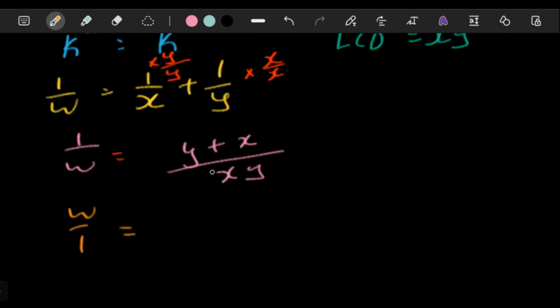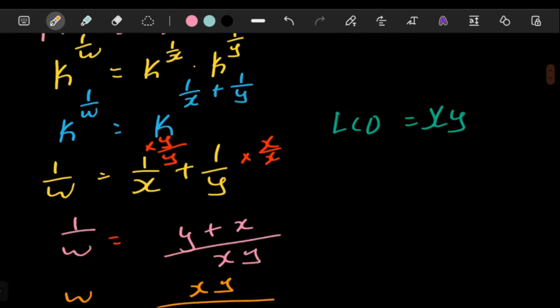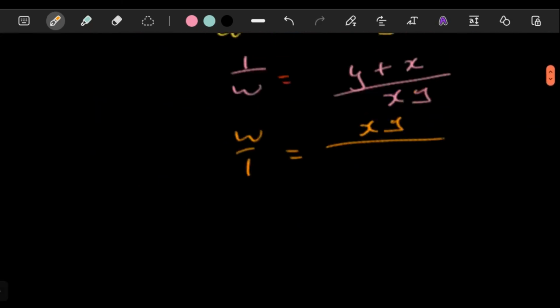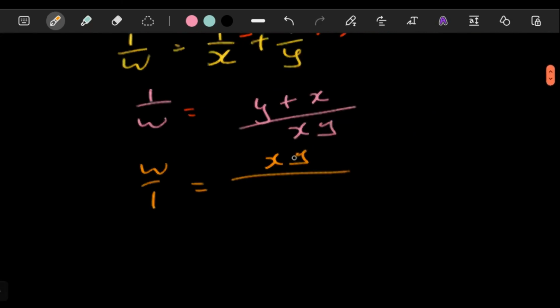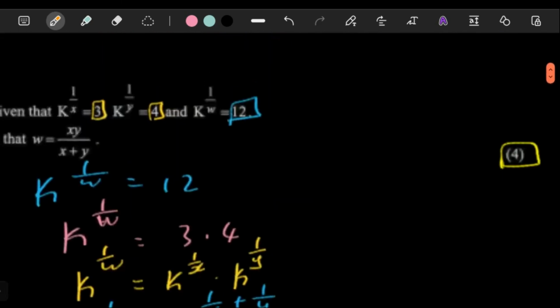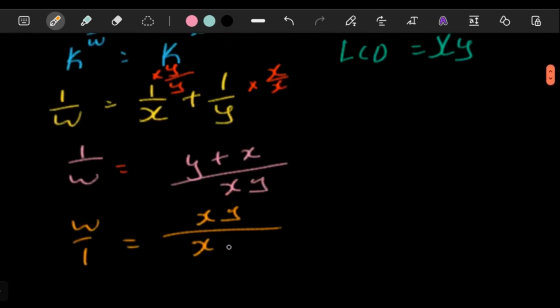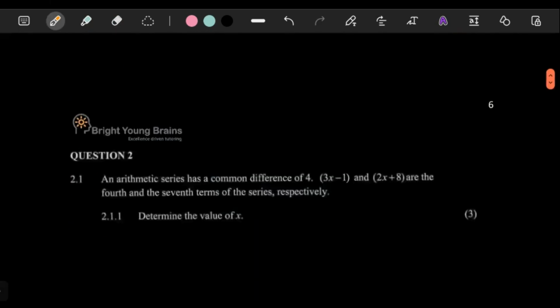W over 1 is going to be equal to XY over, let's even swap this around because you're plussing, right? And the signs in front of them are pluses. The reason for doing that is so that it looks just like what they have there. Is it X plus Y? Yeah, X plus Y. And then there you go. There's your answer. Question number 2, right?